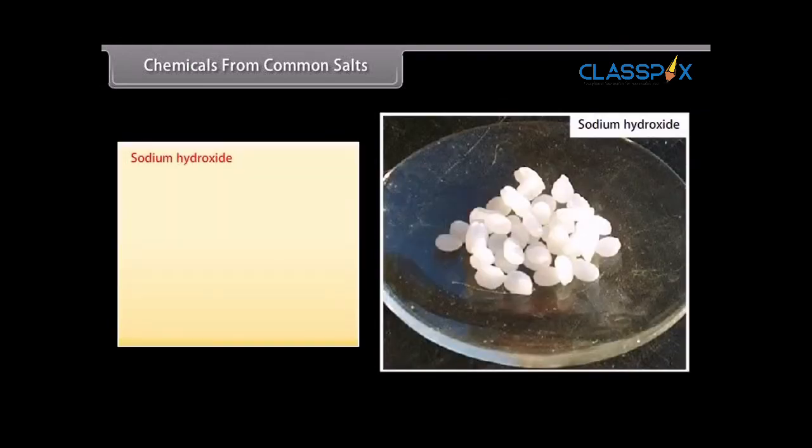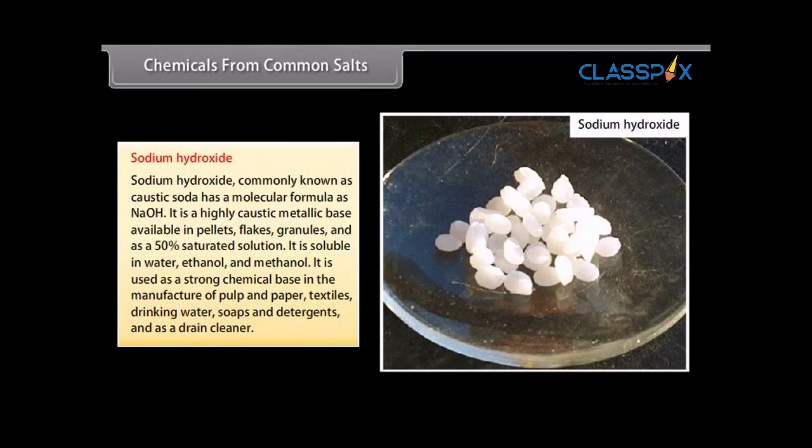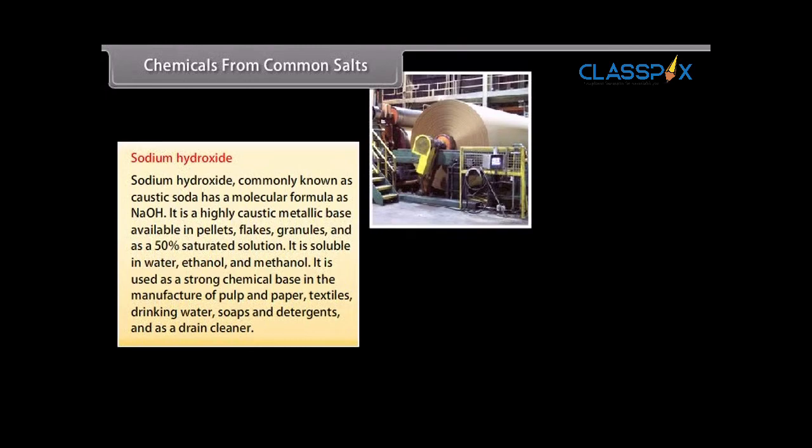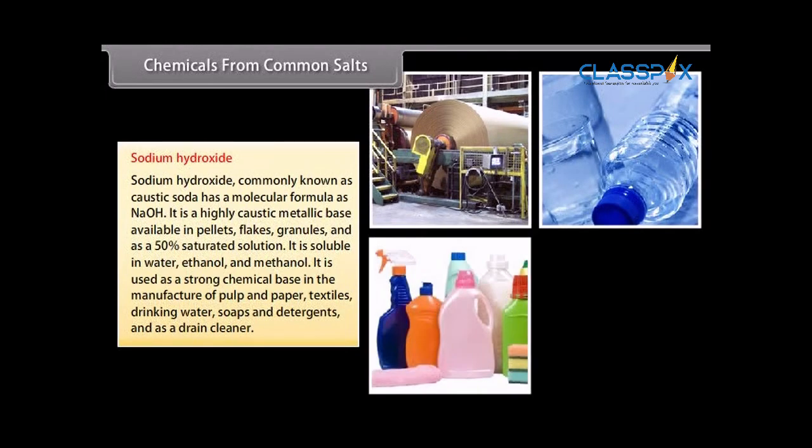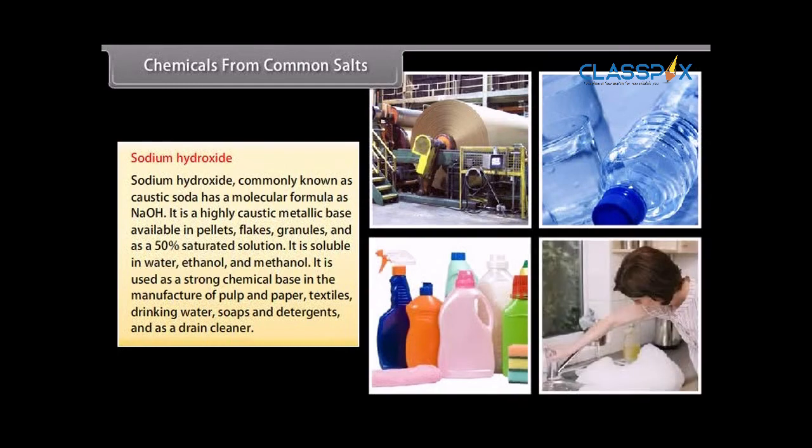Sodium hydroxide. Sodium hydroxide, commonly known as caustic soda, has a molecular formula of NaOH. It is a highly caustic metallic base available in pellets, flakes, granules, and as a 50% saturated solution. It is soluble in water, ethanol, and methanol. It is used as a strong chemical base in the manufacture of pulp and paper, textiles, drinking water, soaps and detergents, and as a drain cleaner.